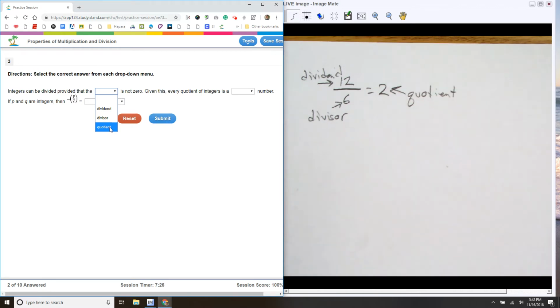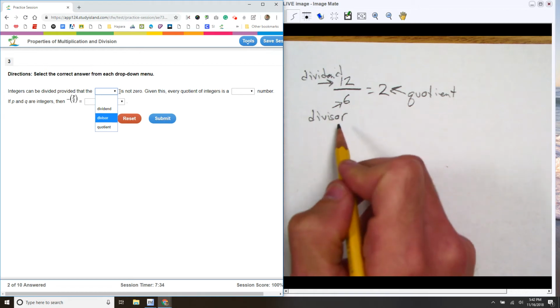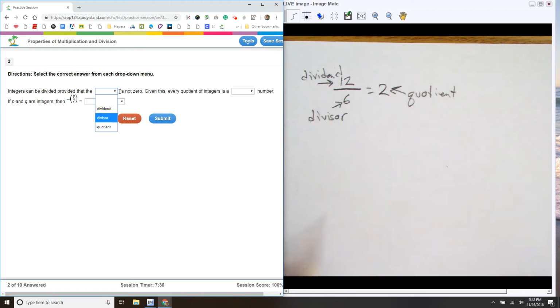So let's get back to our problem. Integers can be divided provided that the what is not 0? What is not allowed to be 0? The thing you divide by, the divisor. The divisor can never be 0. You cannot divide by 0. So there's our answer.